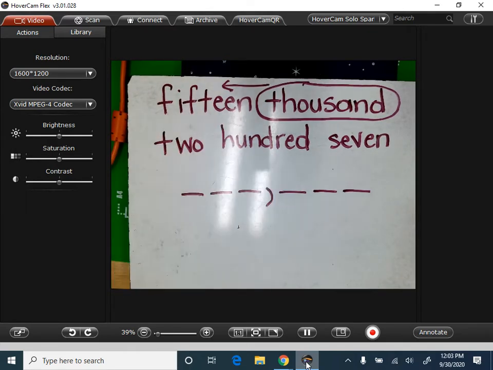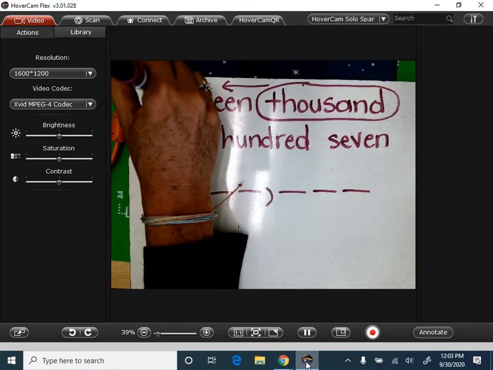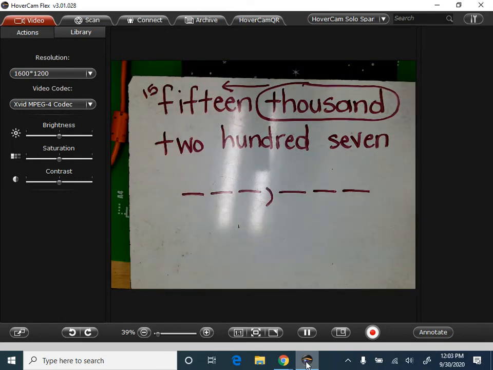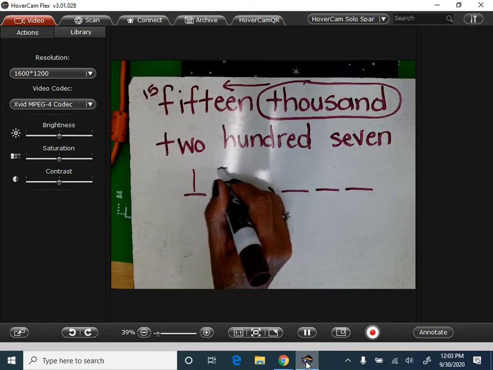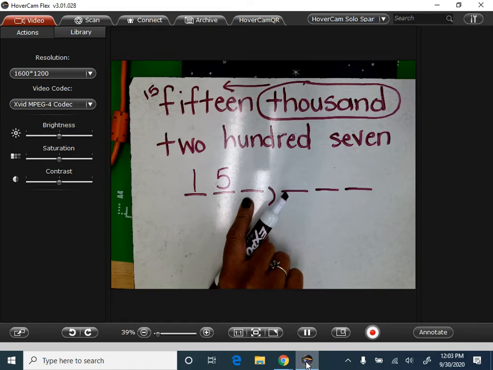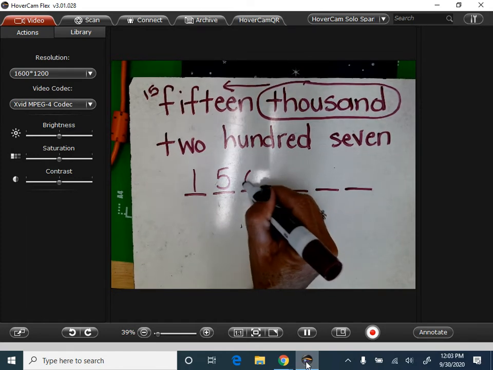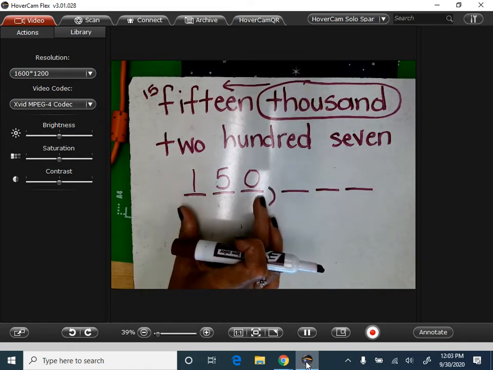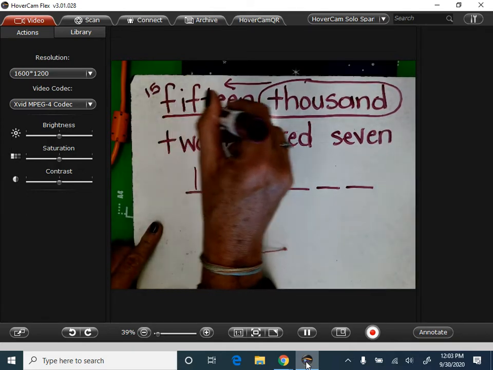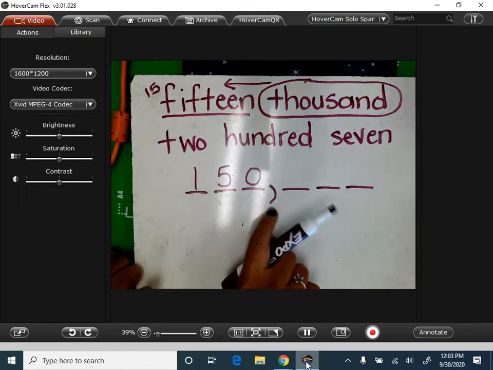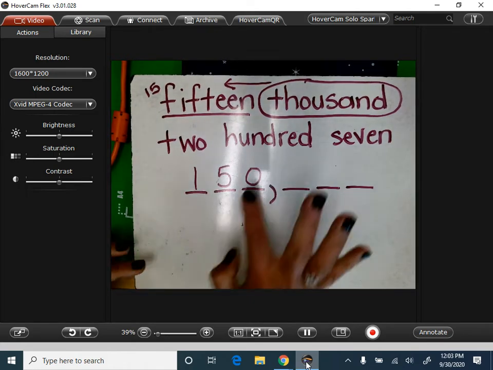15. What does 15 look like? Well, we know it's a 1 and a 5. If I go here and I write 15, and I have this extra space, read that number to me. That's 150. Does this say 150,000? Okay, so we have to be careful.